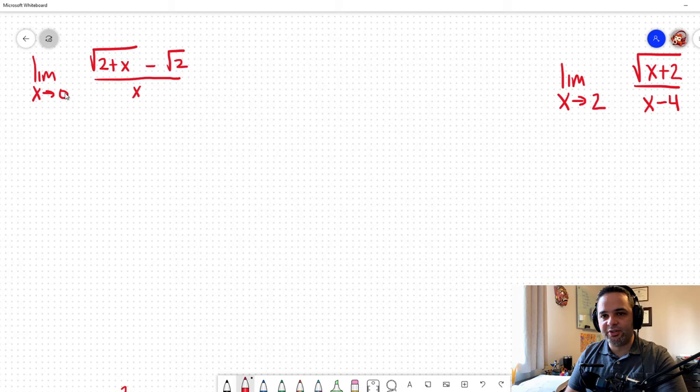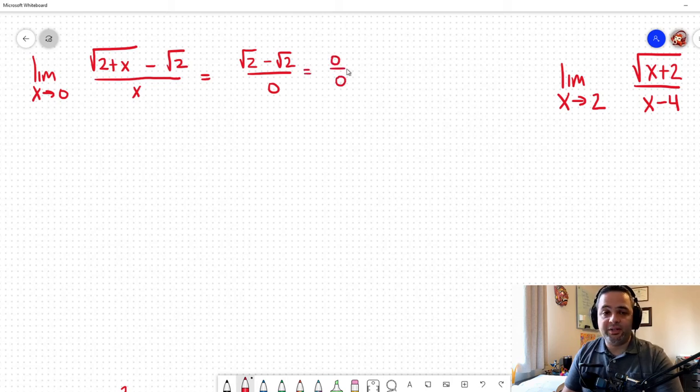So we could see here that if I were to directly substitute in 0, I would get square root of 2 minus square root of 2 over 0, which is our indeterminate form. Okay, so I cannot solve this limit through direct substitution right now. However, this indeterminate form is hinting at me that there is something that can be removed. There's something that I could simplify here. And that's what we're going to do first.